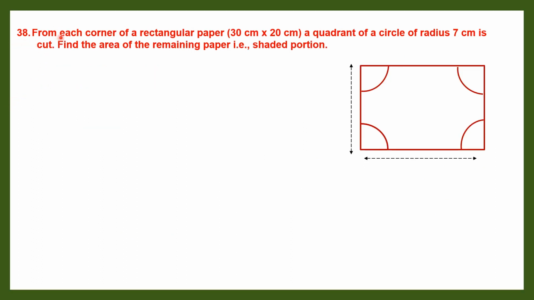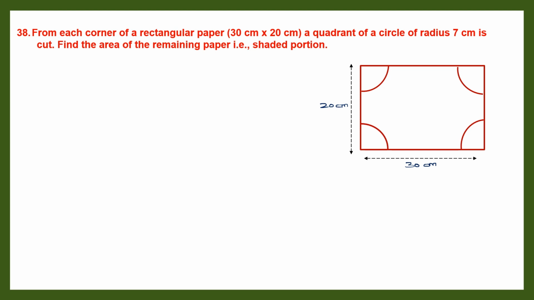Question 38. From each corner of a rectangular paper, 30 centimeter into 20 centimeters, a quadrant of a circle of radius 7 centimeters is cut. Find the area of the remaining paper, that is the shaded portion. So here we have a rectangular paper and the measurements are given to us. 30 centimeters, 30 centimeters, and this is 20 centimeters. So these are the measurements of this rectangular paper.